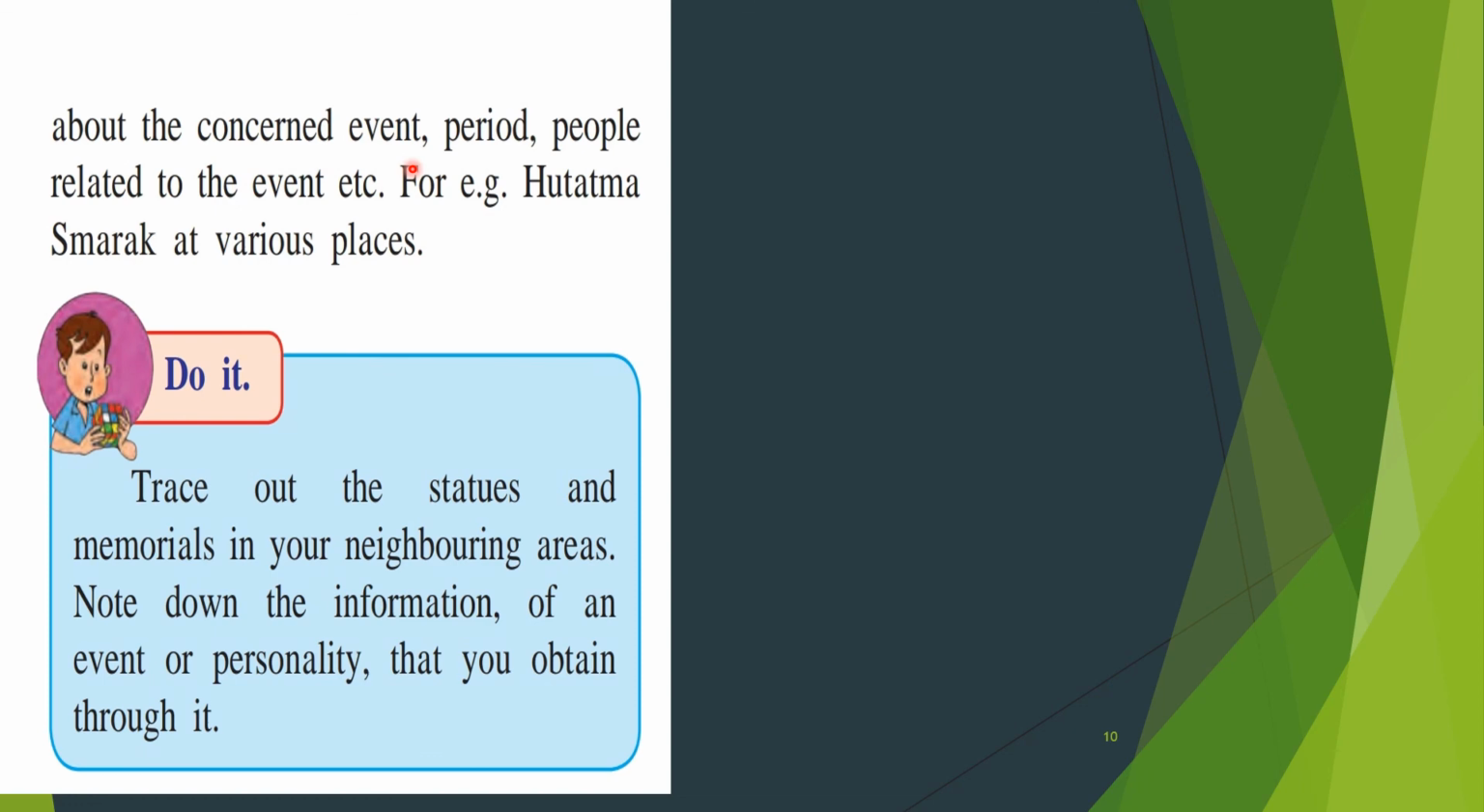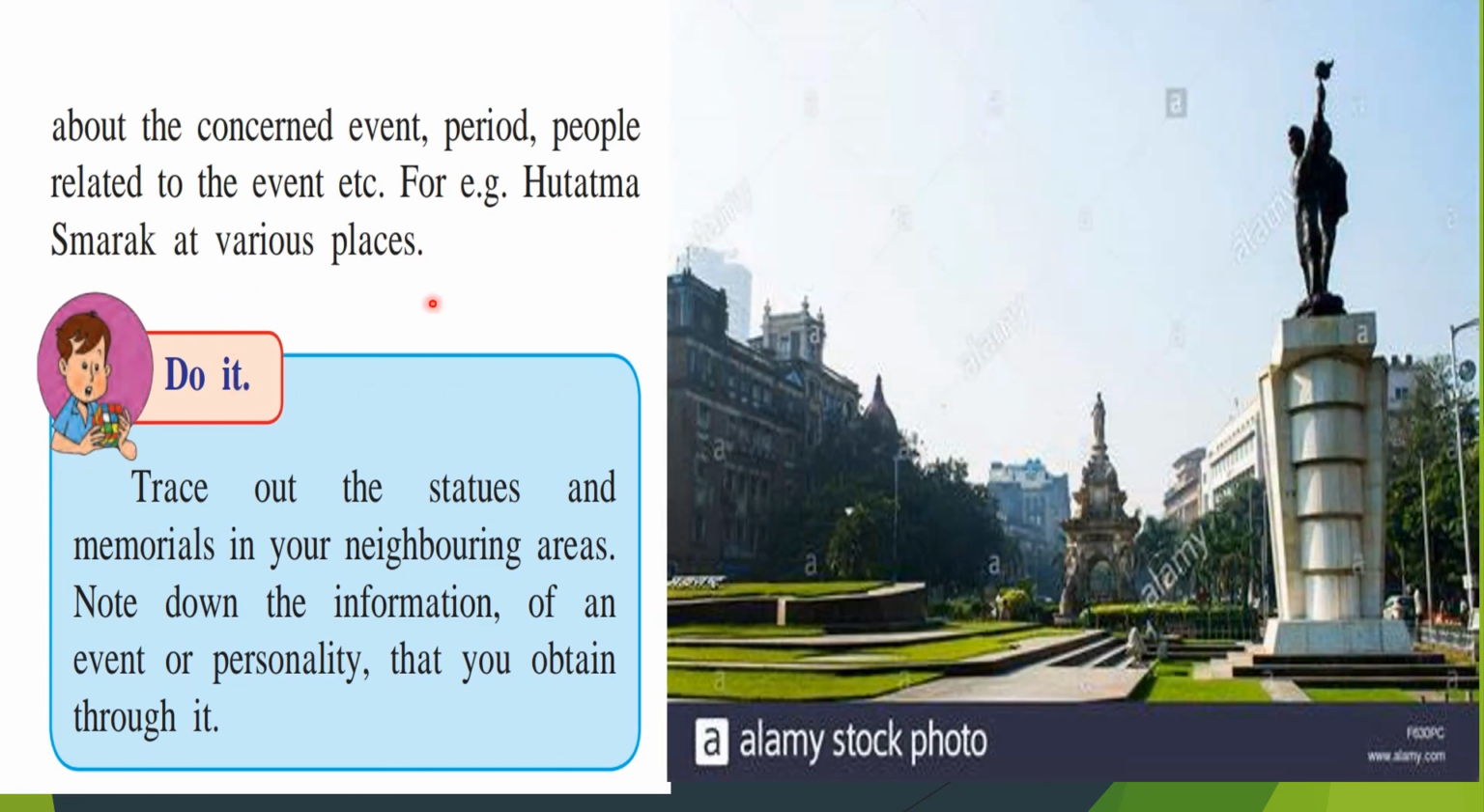There are memorials which are erected in the memory of various events which give information about the concerned event, period, people related to the events, etc. For example, Hutatma Smarak at various places. Here I give you one picture for your understanding.